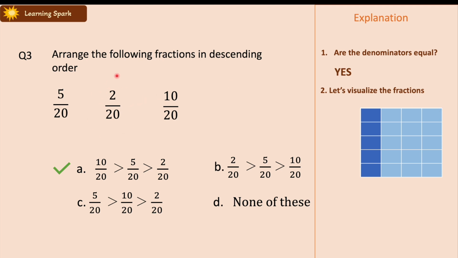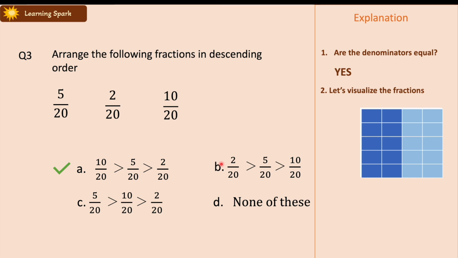Next fraction is 2 by 20. So it is still 20 pieces, but we will take 2 pieces only. So this is the picture which is representing 2 by 20. Clearly you can see this is less than 5 by 20. And then finally we have 10 by 20, which means that again 20 pieces. Out of these 20 pieces, we are taking 10 pieces now. So this is 10 by 20, which is clearly more than 5 by 20 and 2 by 20.